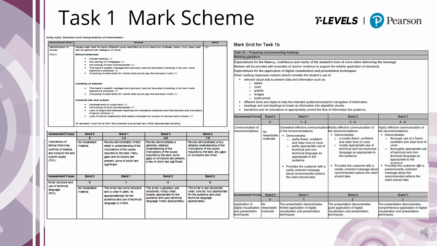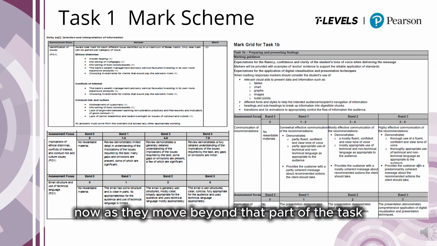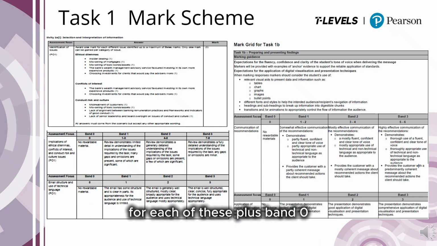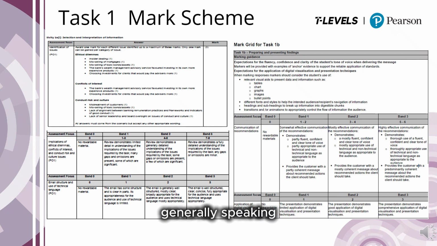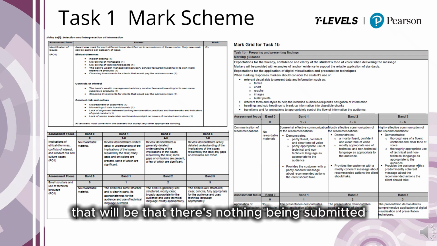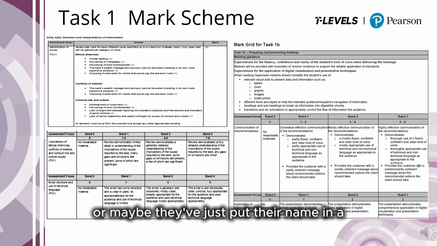Now, as they move beyond that part of the task, we move into what we call levels-based marking. Here you can see that there are 3 bands for each of these, plus band 0. Band 0 means there's no rewardable material. Generally speaking, that will be that nothing has been submitted, or maybe they've just put their name and a heading on the page. But anything where they've actually written something that is relevant to the task or the scenario, even if it's not necessarily correct or on track, would potentially then hit into band 1.